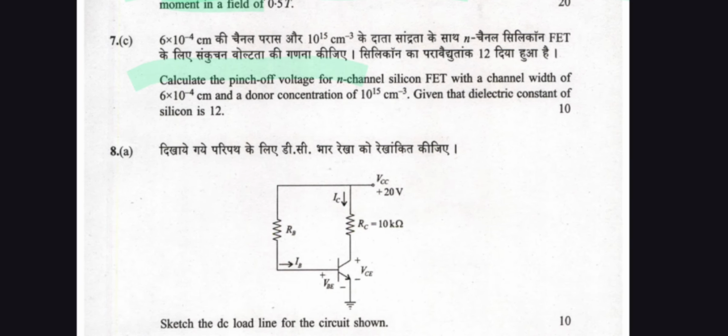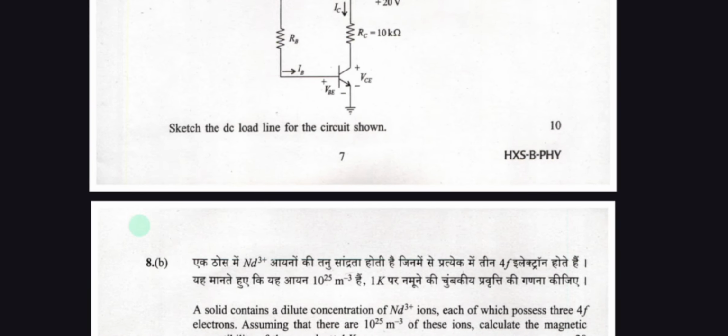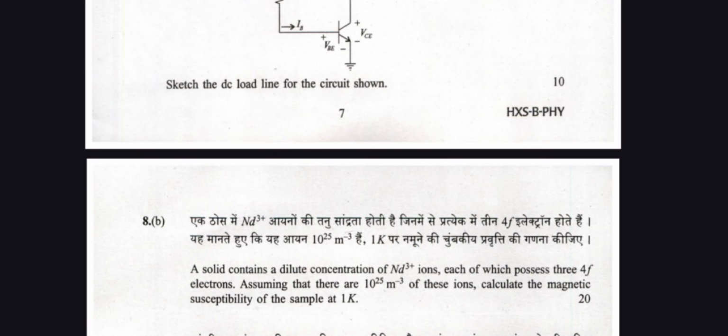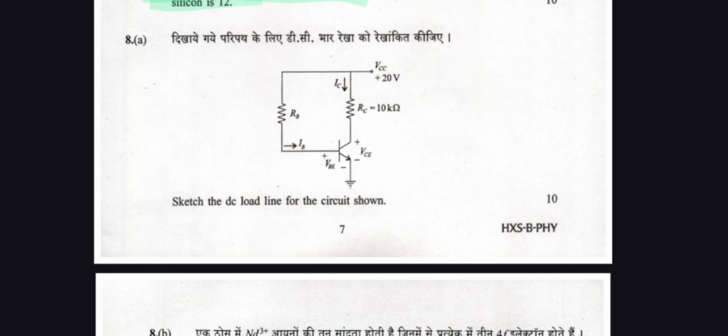Question 7c. Calculate the pinch-off voltage for an n-channel silicon FET, field effect transistor, with a channel width of 16 × 10 to the power minus 4 cm and a donor concentration of 10 to the power 15 per cm cubed, given the dielectric constant of silicon is 12. And question number 8 here. 8a. You can see this, and sketch the DC load line for the circuit.